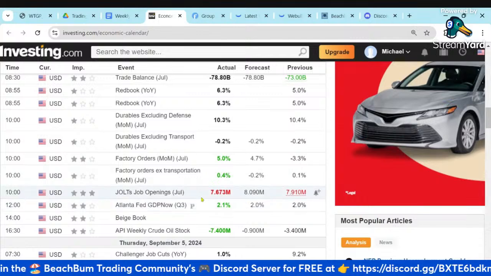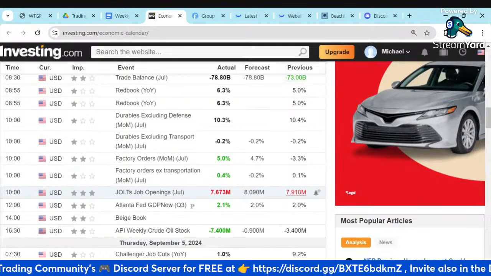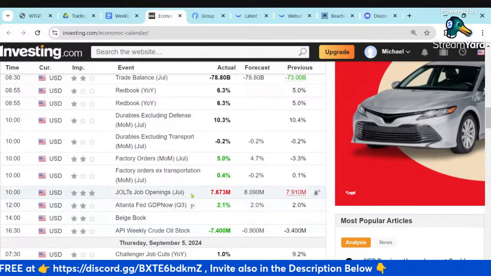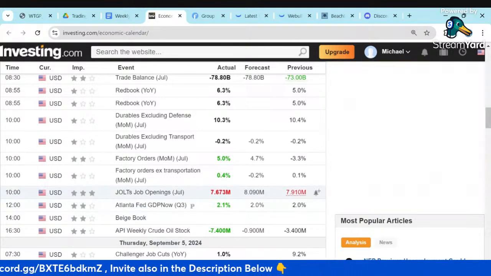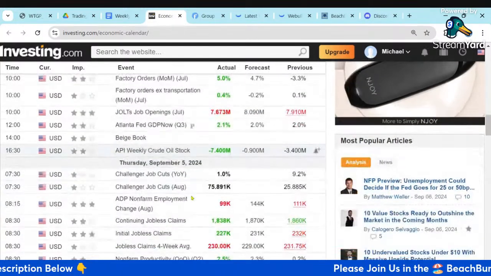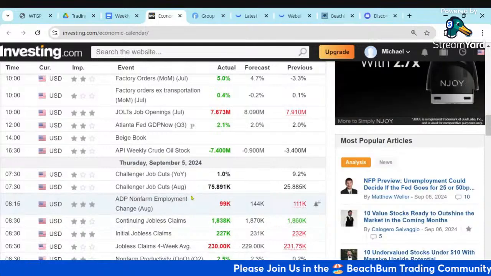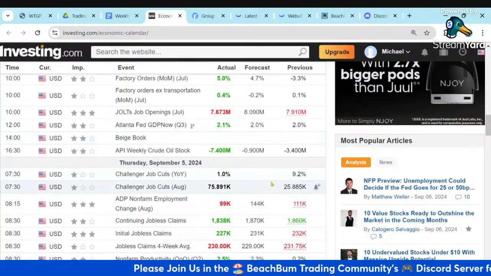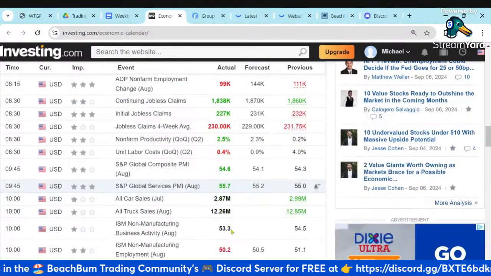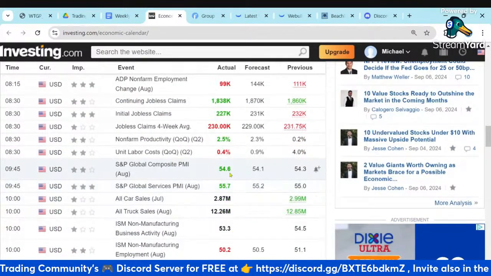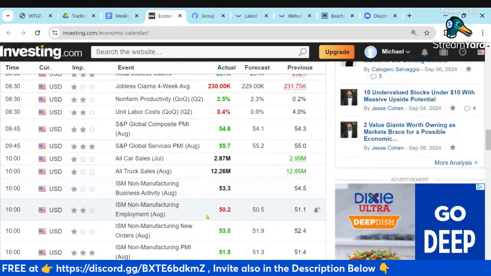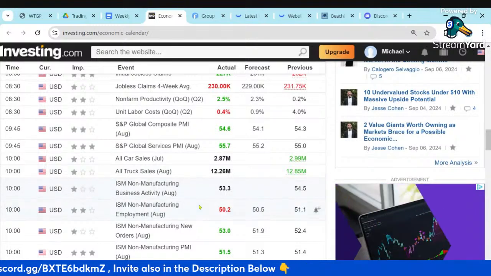JOLTS, again, a little bit of a tightening, so fewer open jobs. So the Fed will see more balance in the job market. Crude oil inventories down significantly, but again, we saw crude oil price drop below 70. Talked about Challenger job cuts and ADP data. Global services positive, so manufacturing is contracting, but services, non-manufacturing activity, is positive above 50.